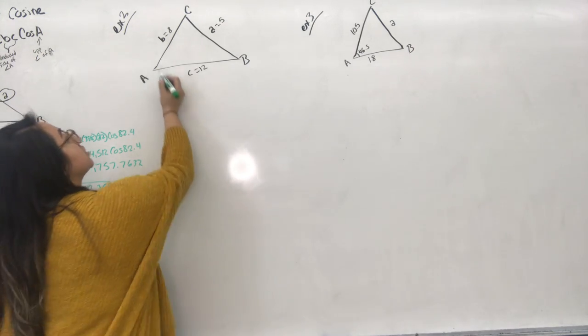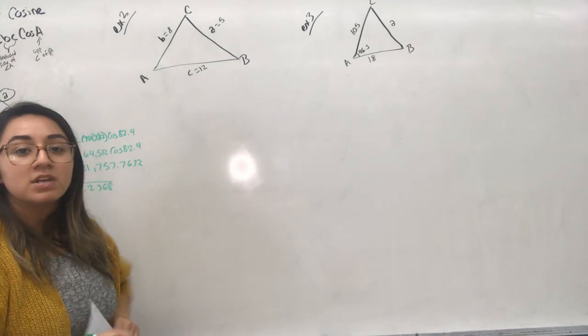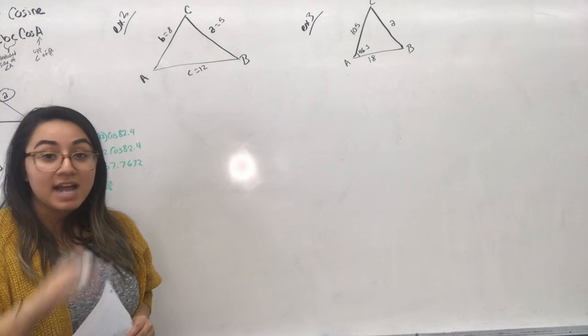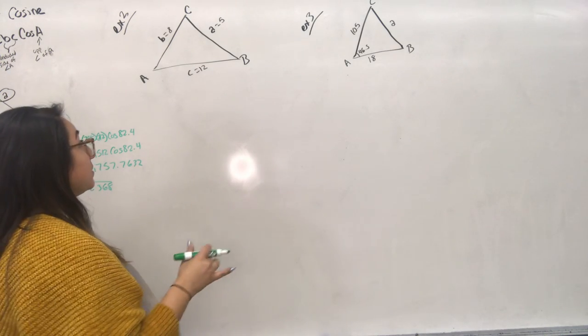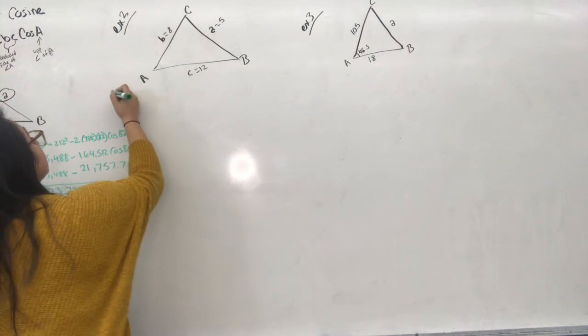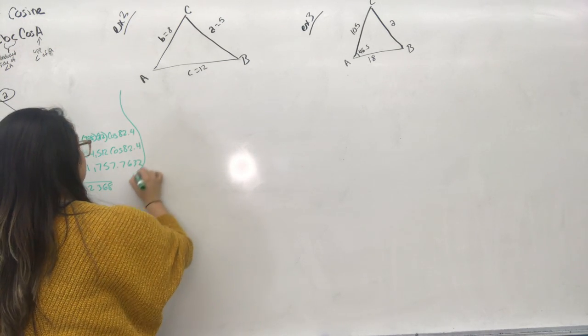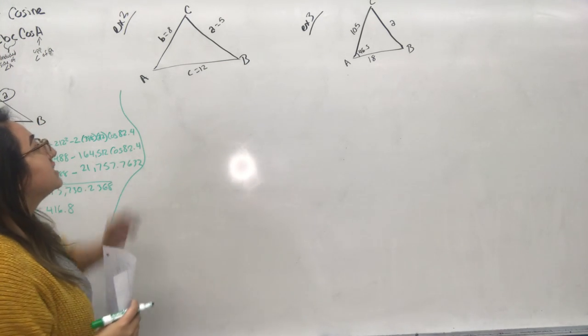If you notice here, there are no angles whatsoever. When there are no angles whatsoever, you cannot apply the law of sine. Here I'm going to apply the cosine. So I'm going to go ahead and erase that there. Go ahead and I'm going to find angle A.